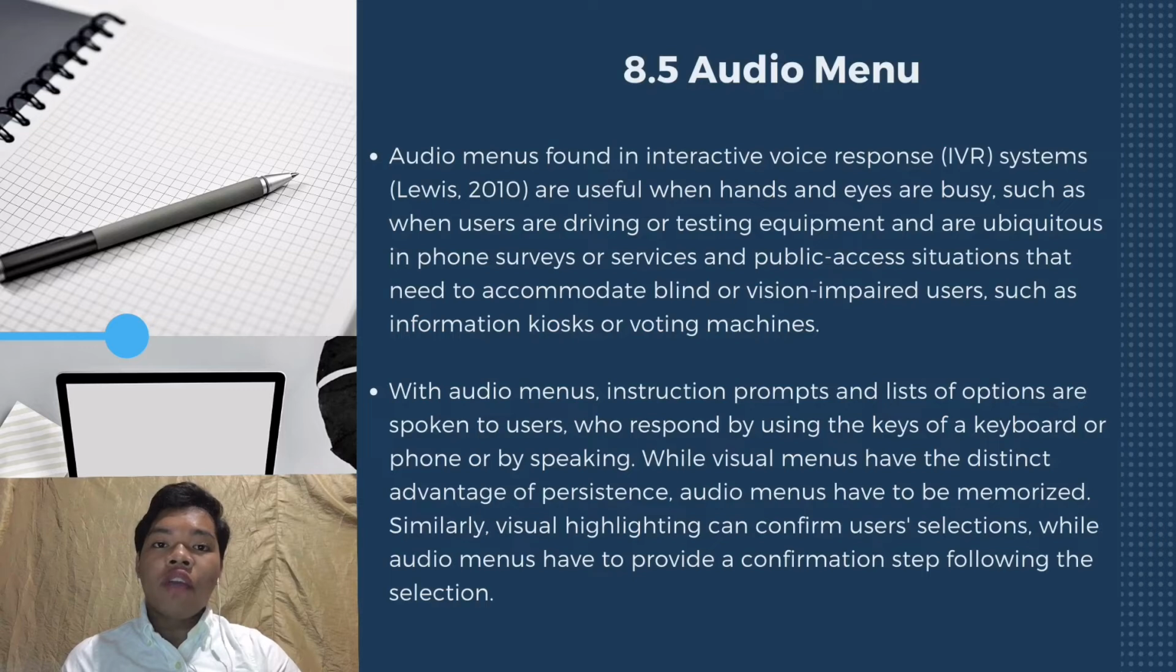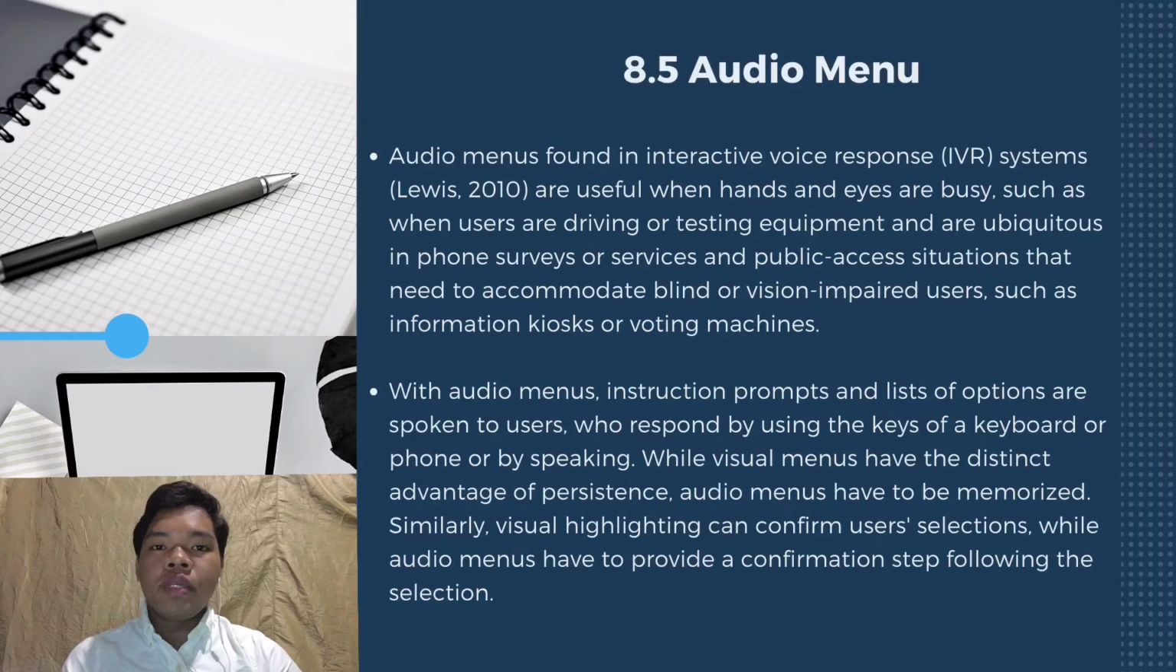Audio menus found in interactive voice response, or IVR, systems, Lewis 2010, are useful when hands and eyes are busy, such as when users are driving or testing equipment, and are ubiquitous in phone surveys or services and public access situations that need to accommodate blind or vision impaired users, such as information kiosks or voting machines. With audio menus, instructions, prompts, and lists of options are spoken to users, who respond by using the keys of a keyboard or phone, or by speaking.